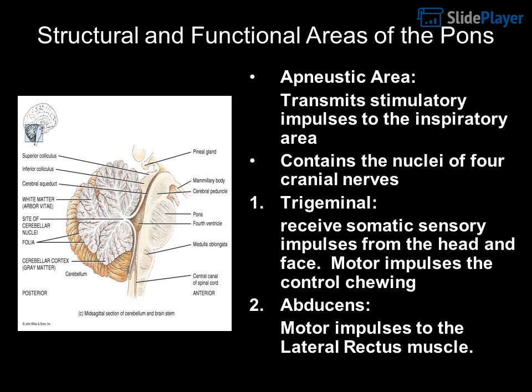Structural and functional areas of the pons. Apneustic area: transmits stimulatory impulses to the inspiratory area. Contains the nuclei of 4 cranial nerves. Trigeminal: receives somatic sensory impulses from the head and face, and motor impulses that control chewing. Abducens: motor impulses to the lateral rectus muscle.